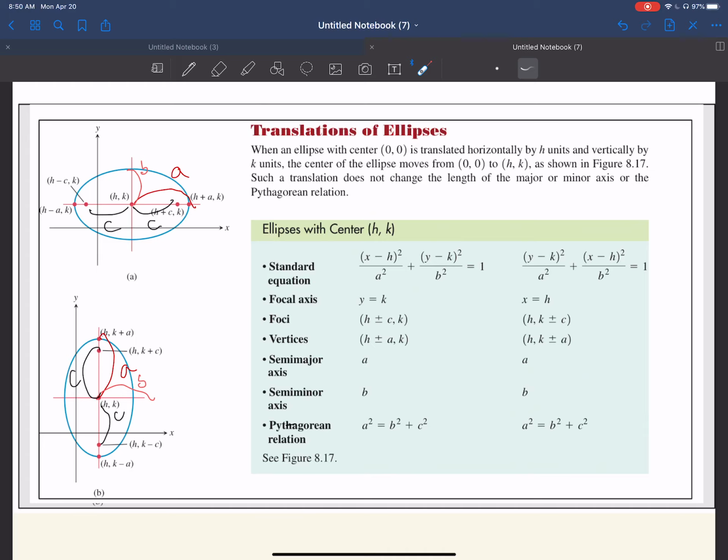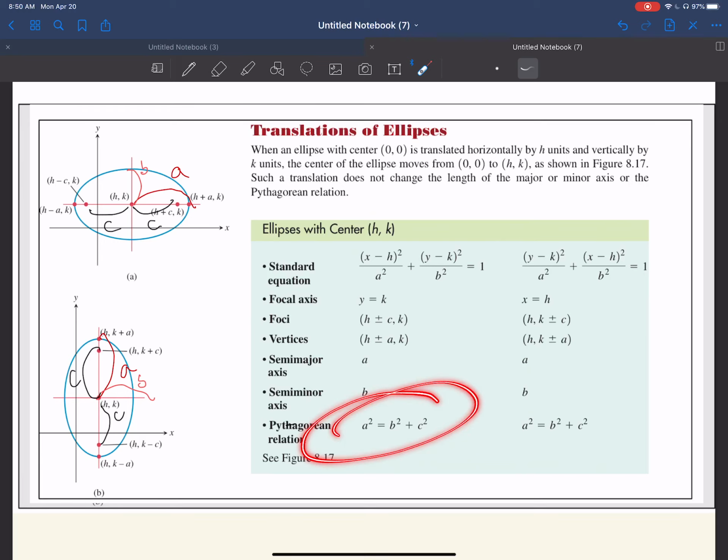Same thing for the vertices. So now to find the vertex, you're going to take the h, which is here, and then add the a to it to get to this point. Same thing for this one, but again, you're going to take the k because the h is not going to change.